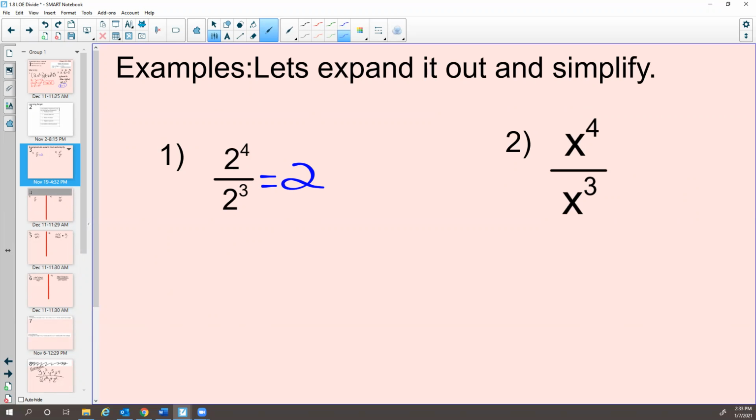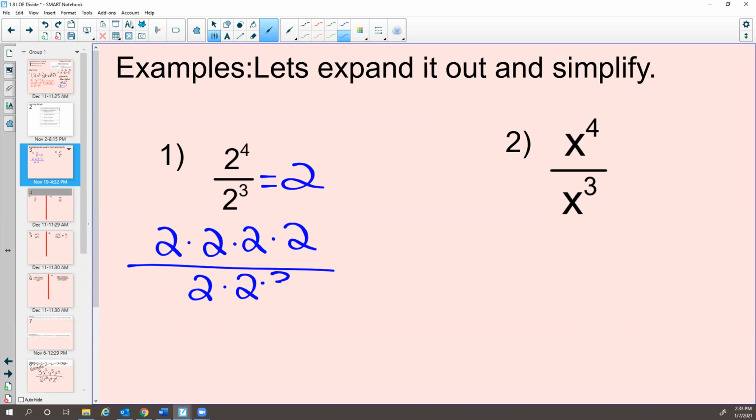So let's expand this out like we did yesterday. So 2 to the 4th, how many 2's is that? 4. 1, 2, 3, 4. On the bottom, I have 3 2's. 1, 2, 3. Now, if I'm in a fraction, what do we know about if I see something on top and on the bottom? If I see something that's exactly the same on the top and bottom, I can cancel those out. So I'm going to take this 2 and this 2, cancel them out. This 2 and this 2, cancel them out. This 2 and this 2, cancel them out. What am I left over with? A single 2.